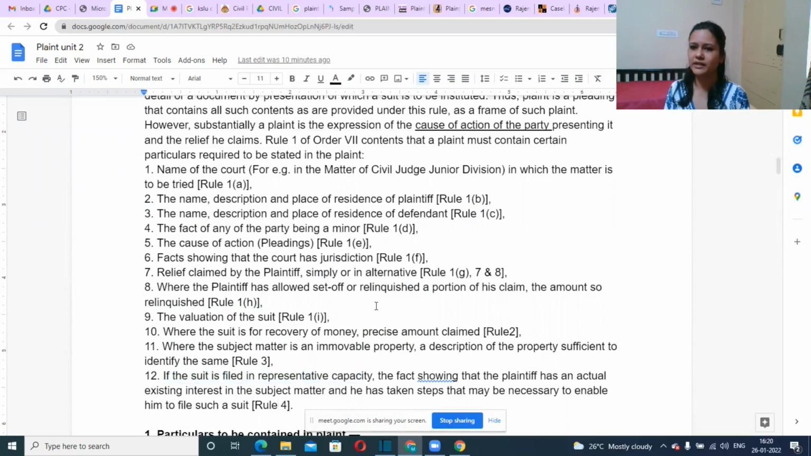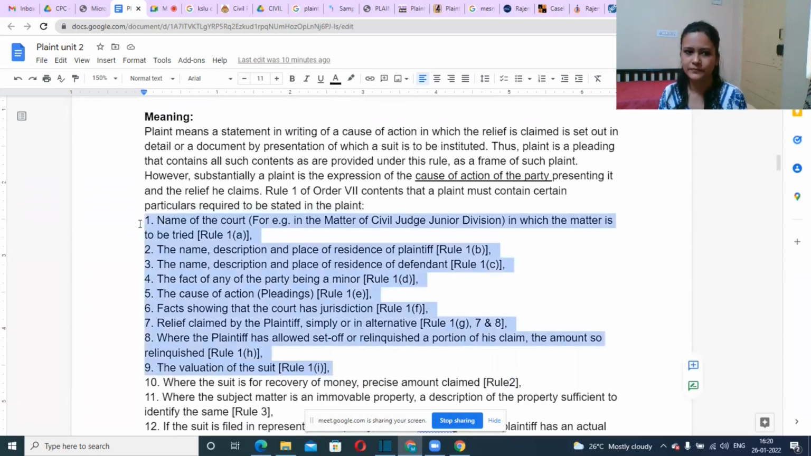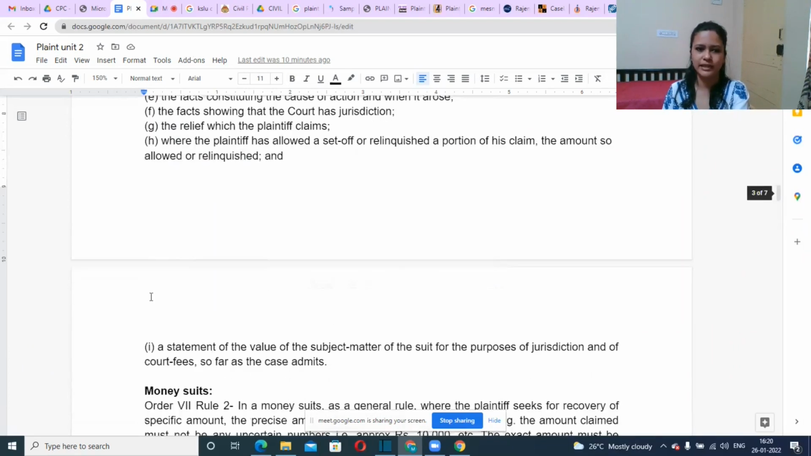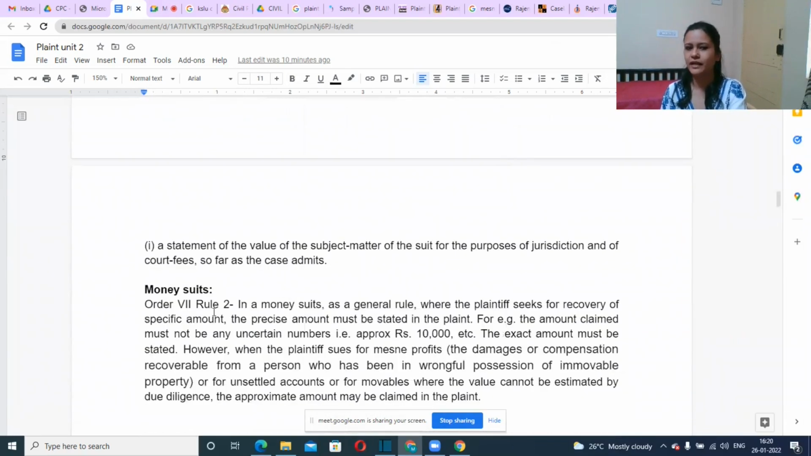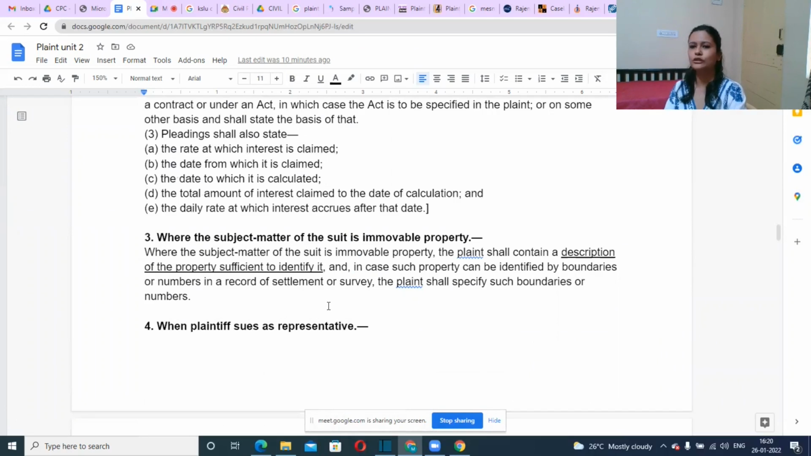So these are nothing but particulars that we need to mention in the plaint. But if you look here, these are from Rule 2, Rule 3, Rule 4 also I have mentioned. As such, if we talk about Rule 1, it just includes these points. So this is the content of Rule 1. Particulars to be contained in the plaint, these are the things. Name of court, description, like that we have till I. After that, we have this Rule 2. Then we have Rule 3. From there also we derive some details that these are also some things that need to be mentioned in the plaint. So those also should be there in the plaint.